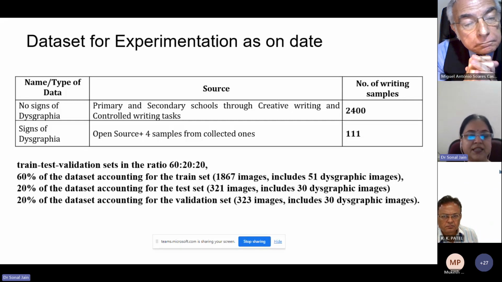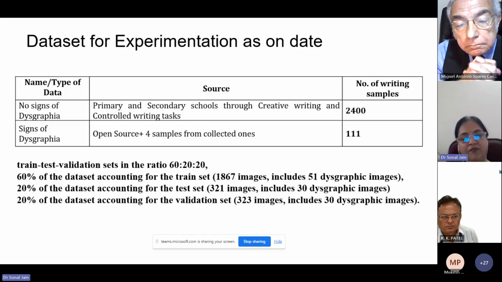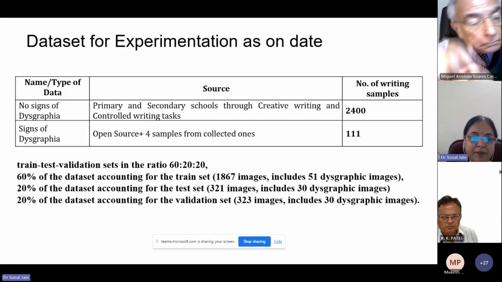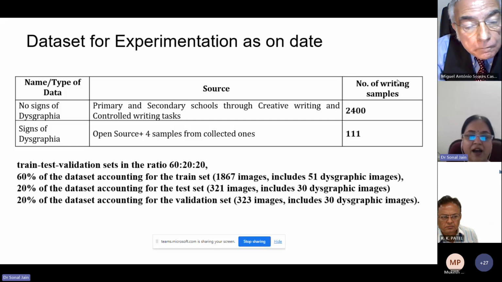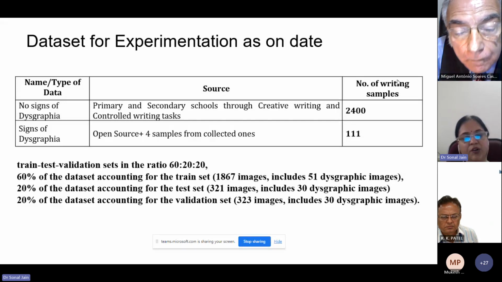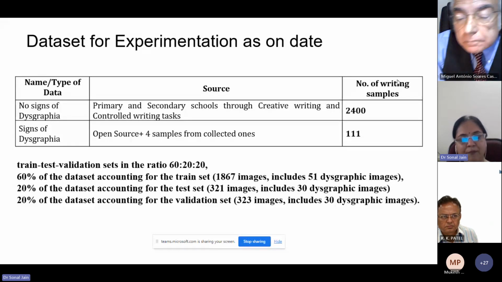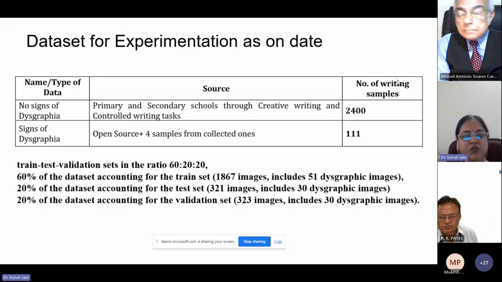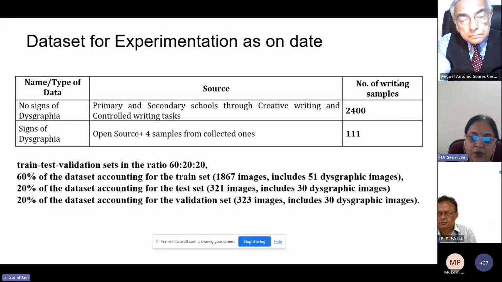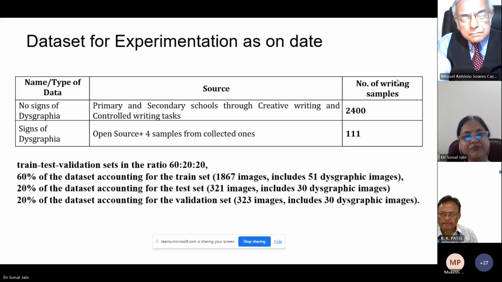We have divided this data set in the ratio of 60 20 20, where 60 is used for training. So approximately 1867 images are for training, 321 images for testing, and 323 for validation. Deliberately, the 111 dysgraphic samples have been divided into 3 sets because we did not have enough dysgraphic images. We could not opt for random sampling, so we manually distributed them into 3: 51 into training, 30 into testing, and 30 into the validation set.